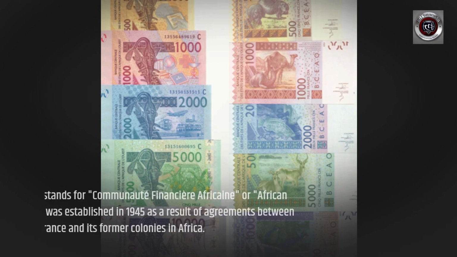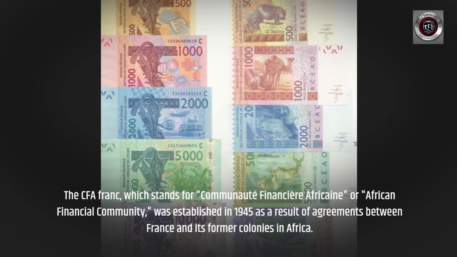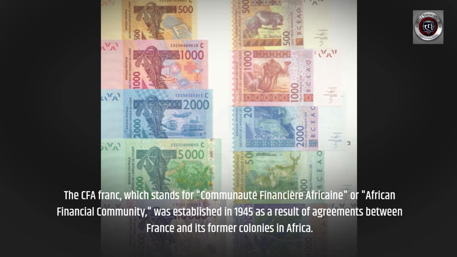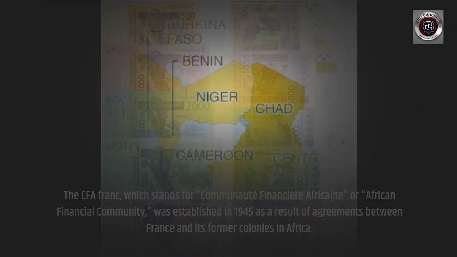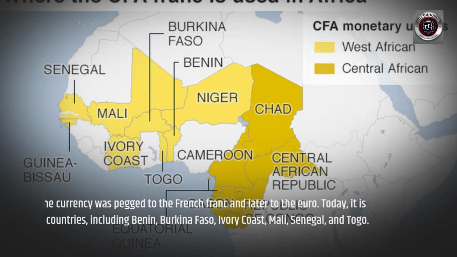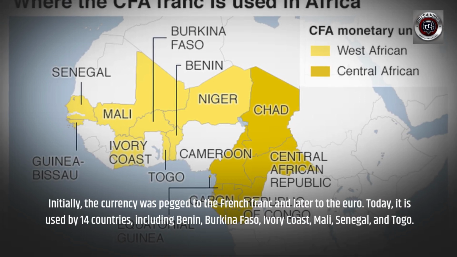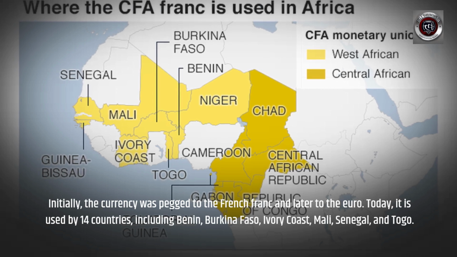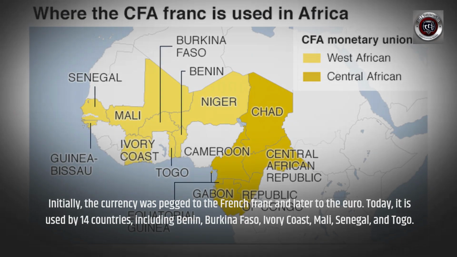The CFA Franc, which stands for Communauté Financière Africaine or African Financial Community, was established in 1945 as a result of agreements between France and its former colonies in Africa. Initially, the currency was pegged to the French franc and later to the euro. Today, it is used by 14 countries, including Benin, Burkina Faso, Ivory Coast, Mali, Senegal, and Togo.